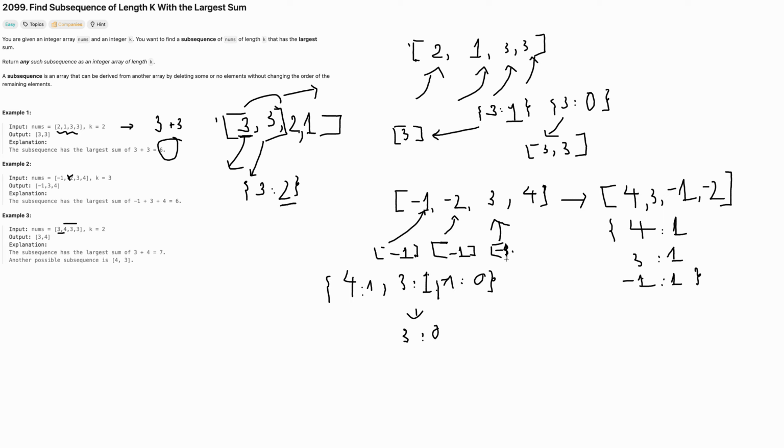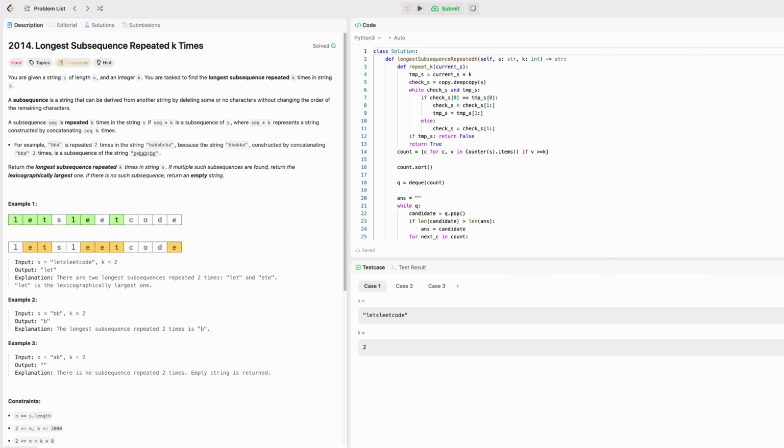Sorry, we need to preserve the order. So for the last one, we do the similar thing. We will have -1, 3, and 4. Here we need to update this one as well. Okay, so let's jump back into our problem.